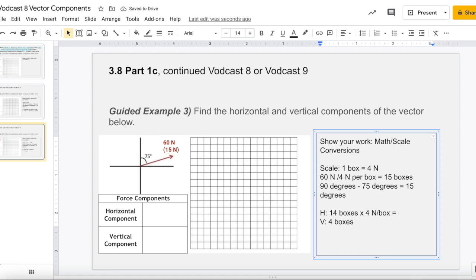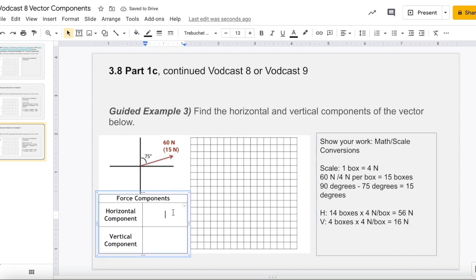14 times 4 is 56 newtons. And 4 times 4 newtons per box gives me 16 newtons. So my horizontal component is 56 newtons. Vertical component, 16.